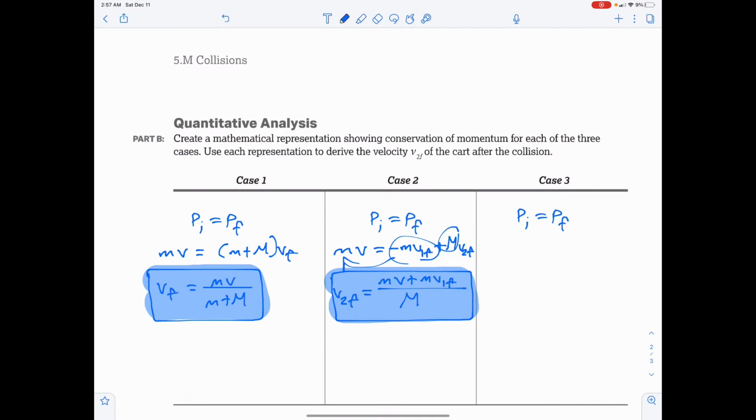Now in case 3, we have the initial momentum is just the dart. The final momentum would be mass times velocity of the dart plus mass times velocity of the cart. So that's mv1 final plus Mv2 final. And so to solve for v2 final again, I'm going to subtract the final momentum of the dart and then divide by the mass. So v2 final would be equal to the initial momentum of the dart minus the final momentum of the dart divided by the mass of the cart.